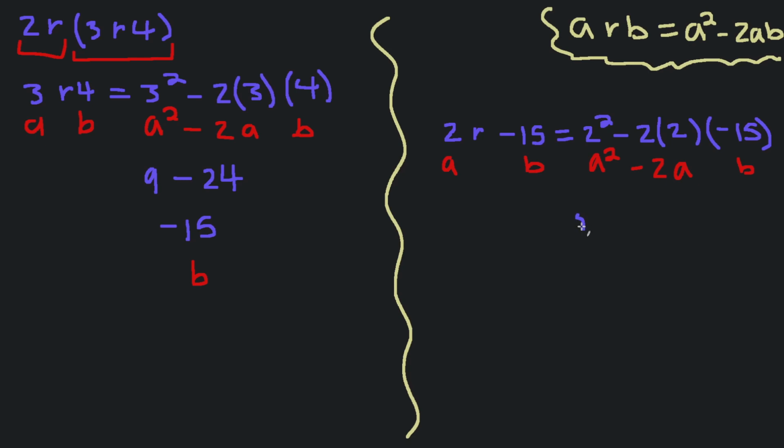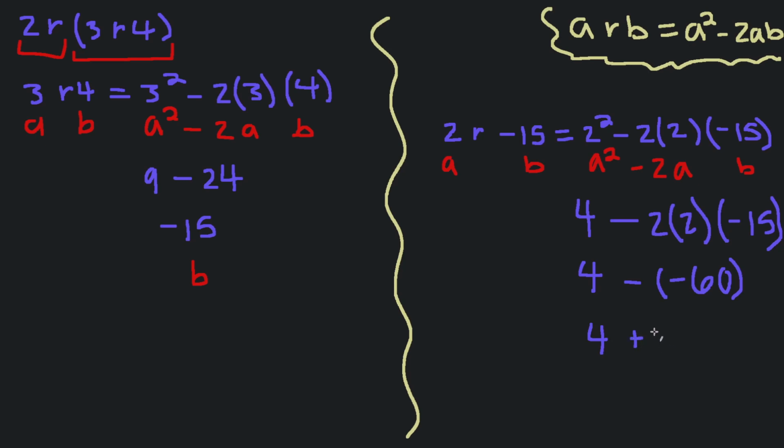So 2 squared is 4, minus 2 times 2 times negative 15. Well, we know 2 times 15 is negative 30, and then negative 30 times 2 is going to be negative 60. So we have 4 minus negative 60. Okay, and then whenever we subtract a negative, that really turns it into a positive. So that'll be 4 plus 60, which equals 64. And that's it.